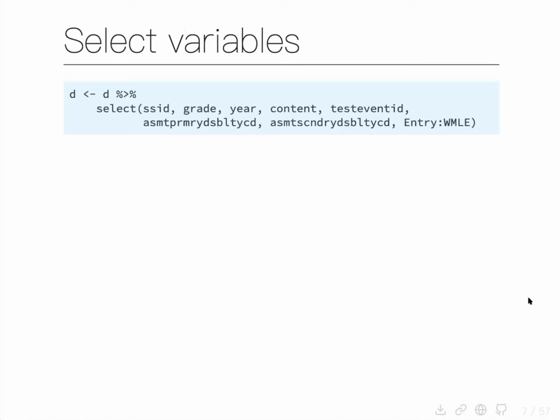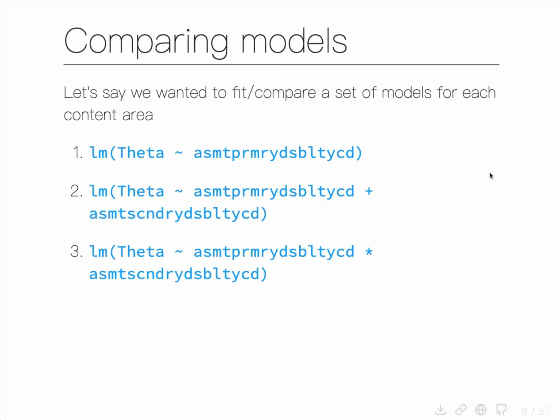Okay, and then we're just going to select the variables that we want, which are the student ID, the grade, year, content, those variables we created in the previous slide, the test event ID, and then their primary and secondary disability, and the entry to the WMLE. Then we talked about this, so I'm just going to go through these slides quickly as a review. This is not the part where I need you to do anything, so if you're still working on getting set up, that's fine.